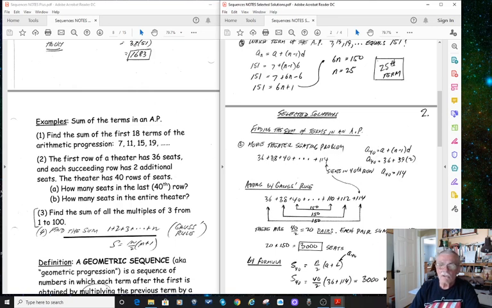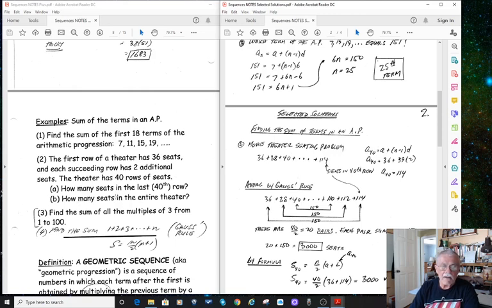So these are the number of seats in each of the 40 rows. This is the number of seats in row 1, row 2, row 3. This is the number of seats in row 40. And knowing that the common difference is 2, we could work backwards. The 39th row would have 112 seats, and so forth and so on.